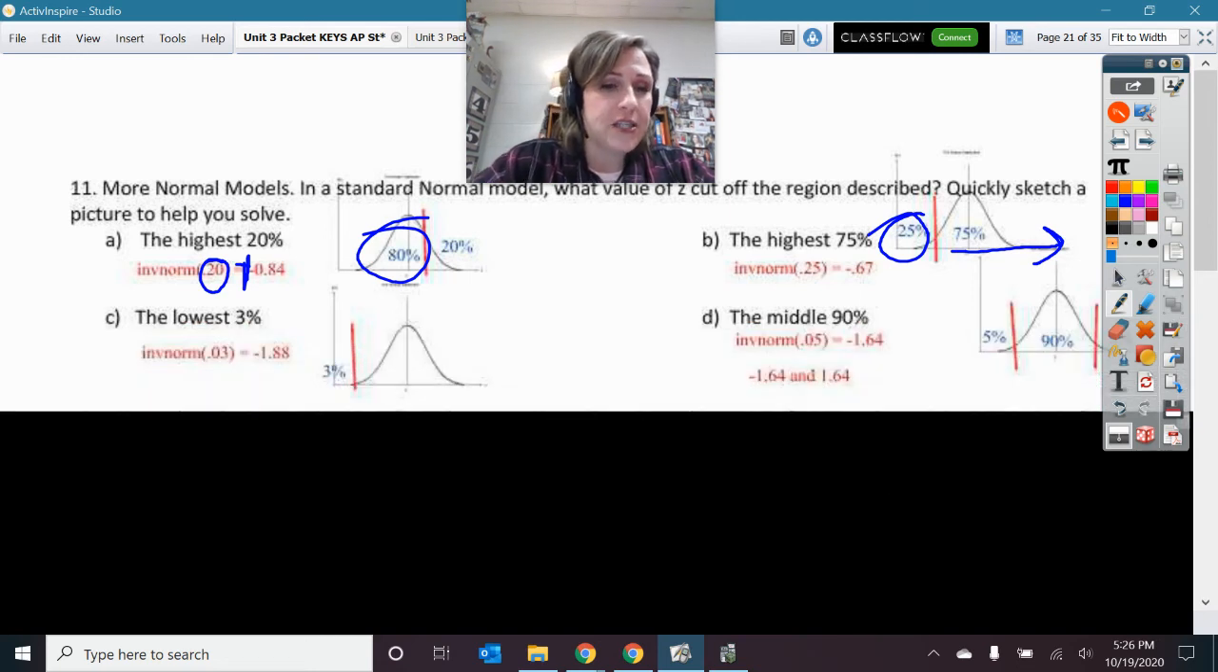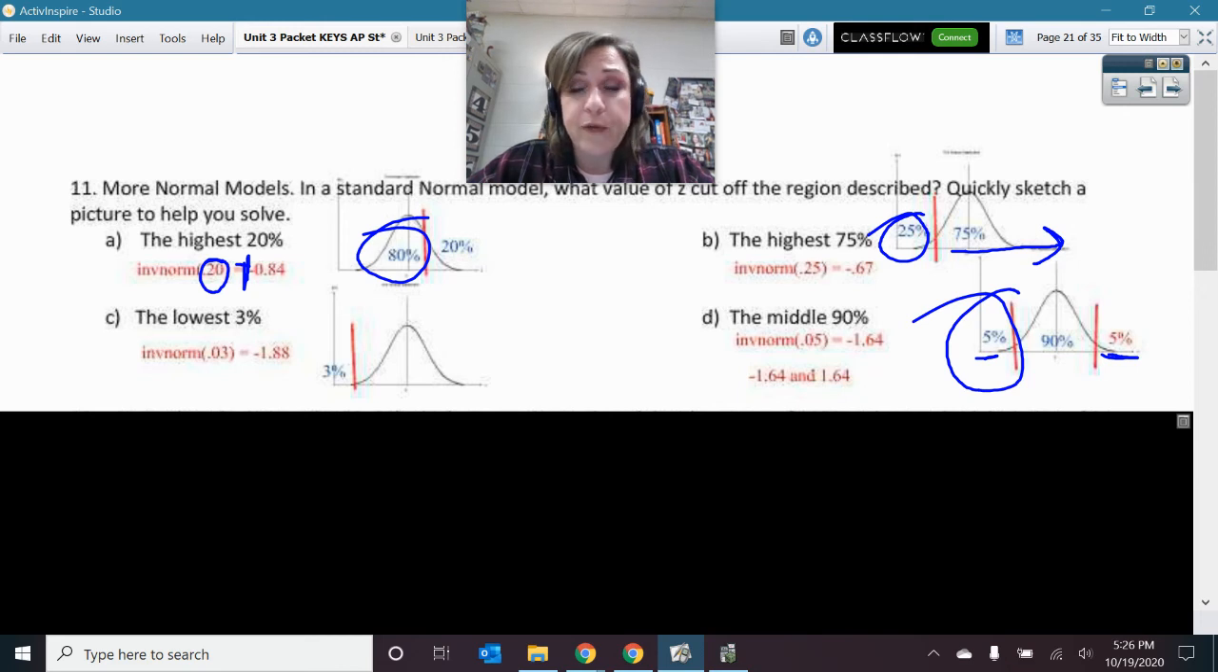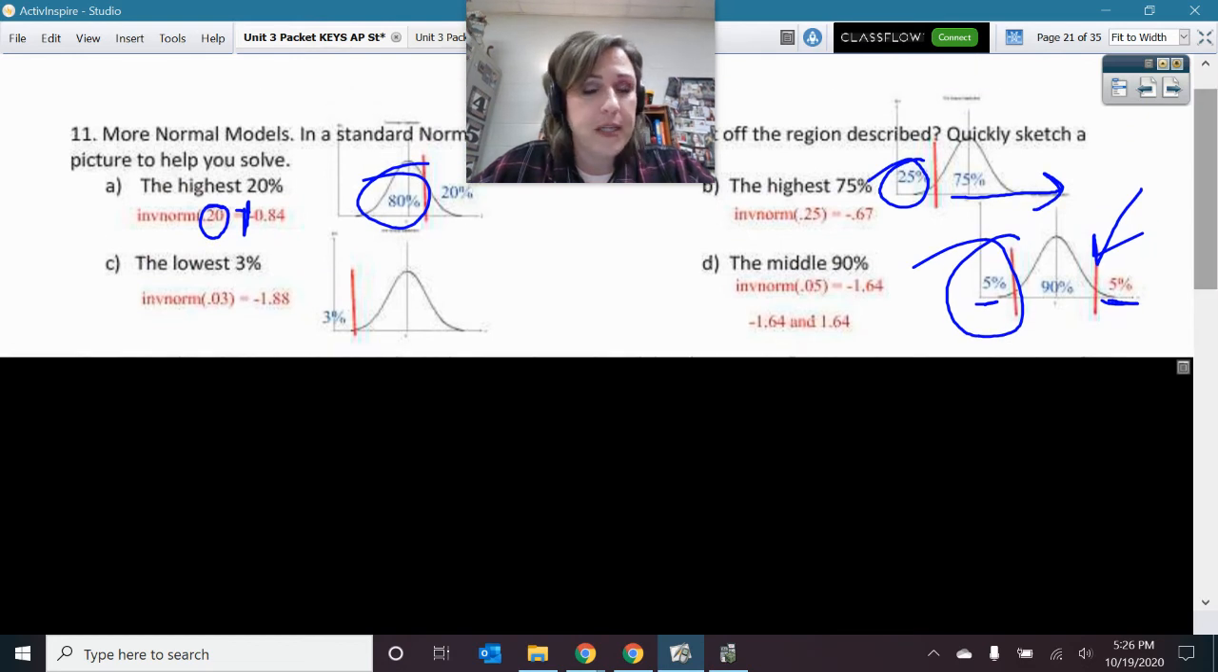Lowest 3%, so that's way down here, negative 1.88. And then look, middle 90%. See, with this middle, if 90% is in the middle, then you have 5% on each side. So I'm going to do inverse norm of 0.05, and then that's negative 1.64. And I'm going to know from symmetry that this one's the same on the right, but it's just positive.